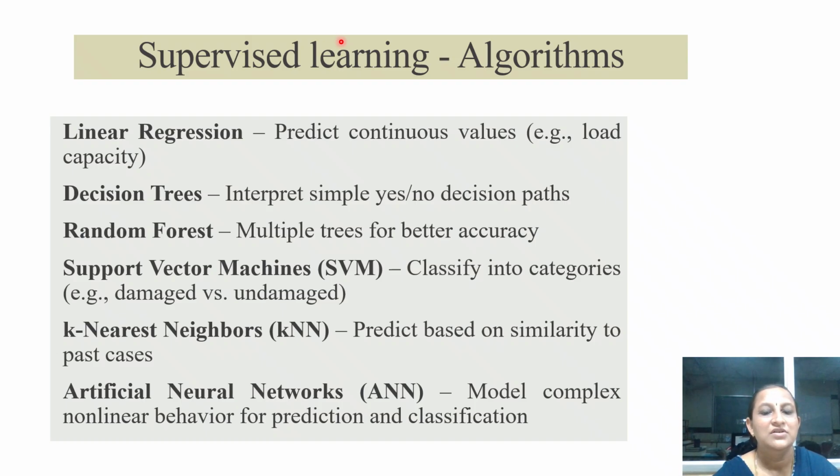nearest data points. And ANN, that is artificial neural network, is a separate broad topic. It is used to model complex non-linear relationships, and it is widely used for prediction and classification problems in structural engineering concepts. So these are the algorithms which are used in supervised learning.